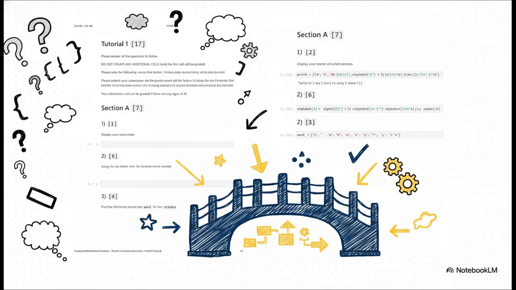So here it is, side by side. On the left, you've got the challenge, right? The list of questions. And over on the right, the finished code, the answer key. Our entire goal here is to build that bridge, to get from the problem over to the solution, and really understand the why behind every single line of code.